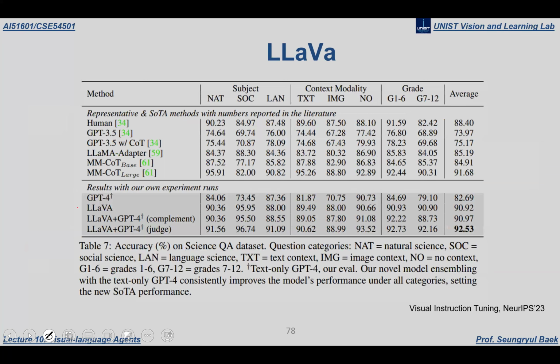And even compared to GPT-4, but this is only the text version, they are saying their performance is better than GPT-4. And also compared to the previous ones, they can be better. And this is the simple ensemble between GPT-4 and LLaVA, an output combination. The initial LLaVA paper is insisting that their output is complementary to GPT-4, and when combining their outputs, they can produce better accuracy.